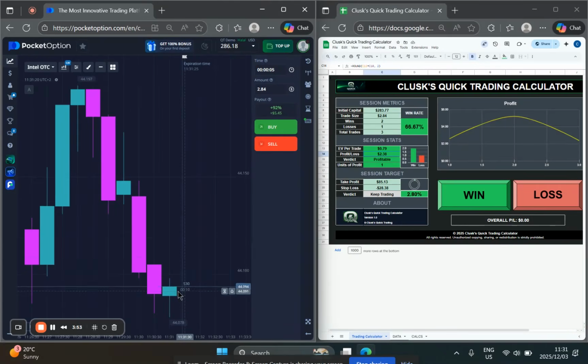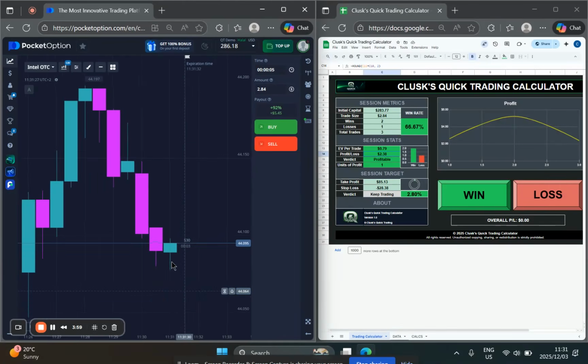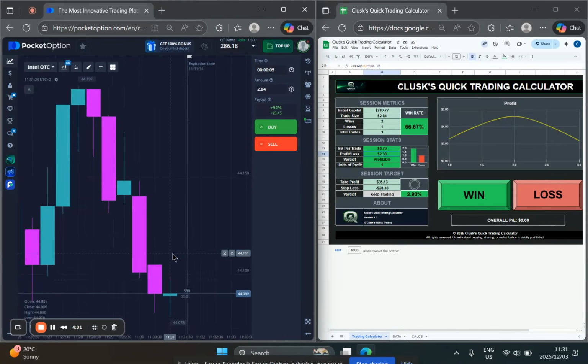So let's see if we get that in the next 5 seconds. Here we go. Let's have a look. It looks like the market's bouncing around quite a bit, so I'd probably expect the same from the next candle. There we go. That's completely fine. We will just have to wait for the next candle.